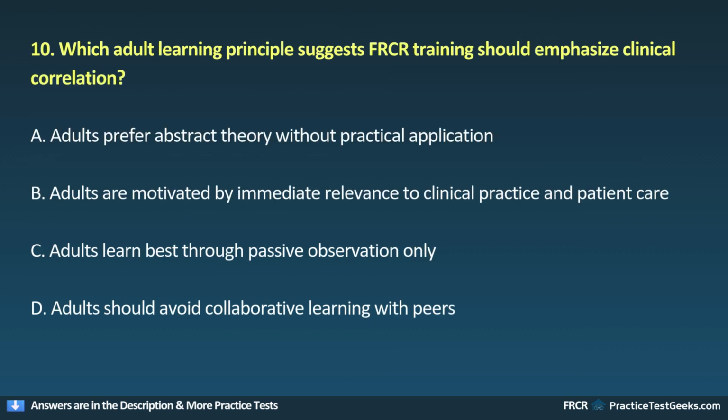10. Which adult learning principle suggests FRCR training should emphasize clinical correlation? A. Adults prefer abstract theory without practical application. B. Adults are motivated by immediate relevance to clinical practice and patient care. C. Adults learn best through passive observation only. D. Adults should avoid collaborative learning with peers.